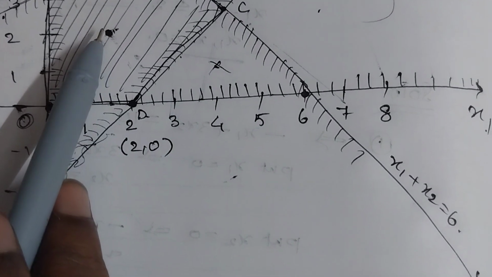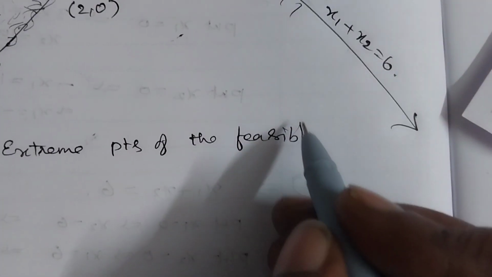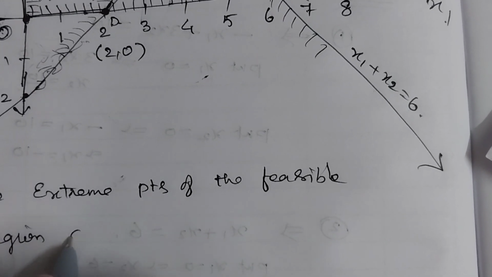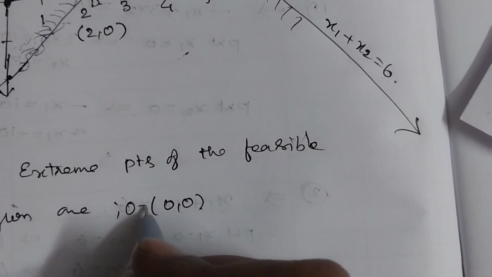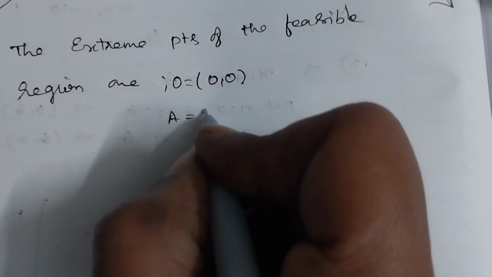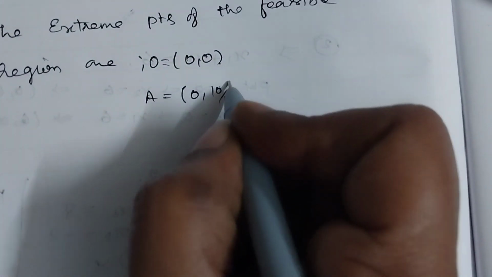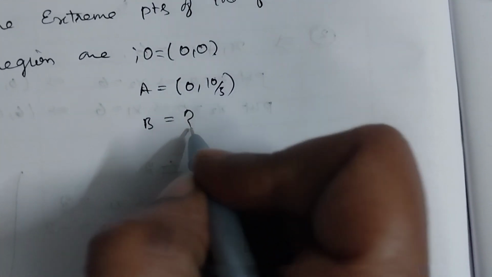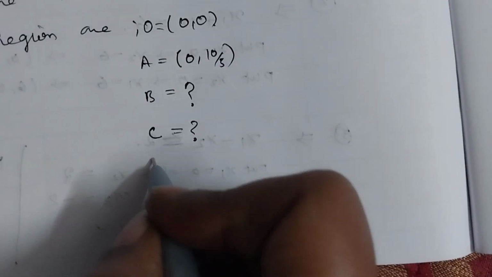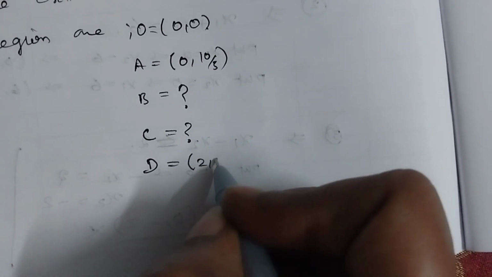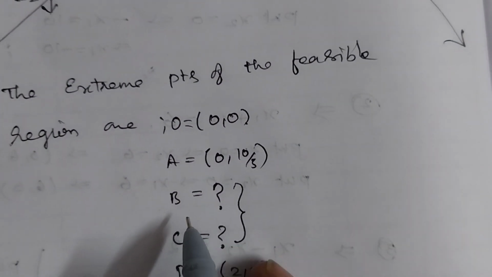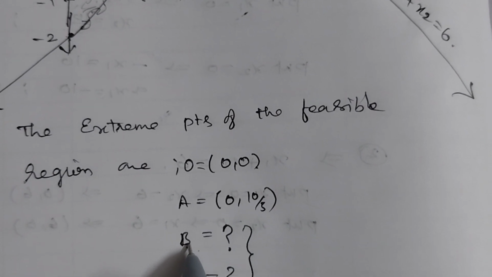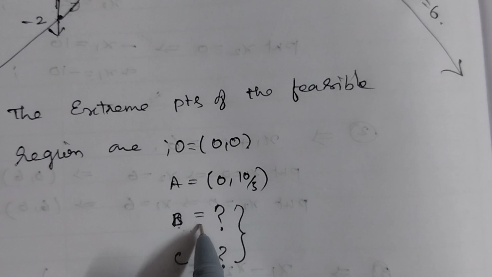So this feasible solution lies in the bounded region. So the feasible region points are: origin first, that is 0; A is the point 0, 10 by 3; B I don't know, I am going to find this; C I don't know this point; and D is the point 2, 0. So now I am going to find these two points using the elimination method which we have learned in school days. You have to check which two lines give this point.